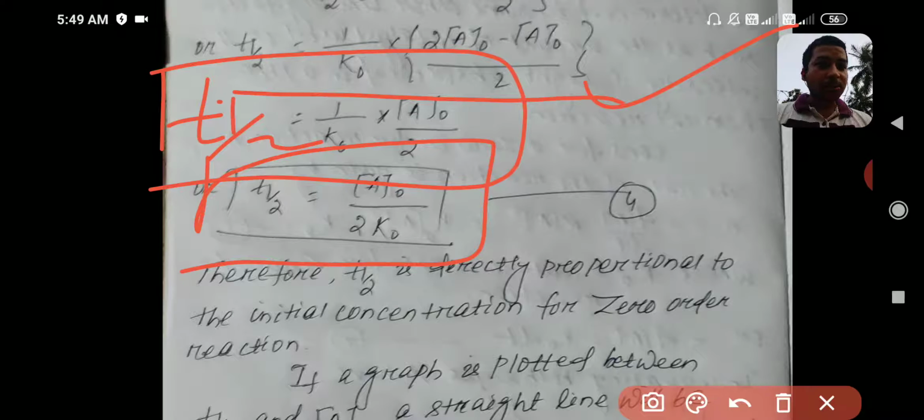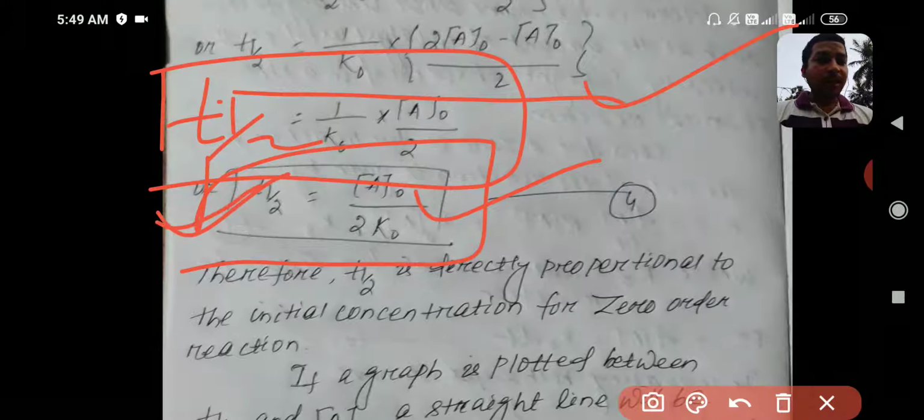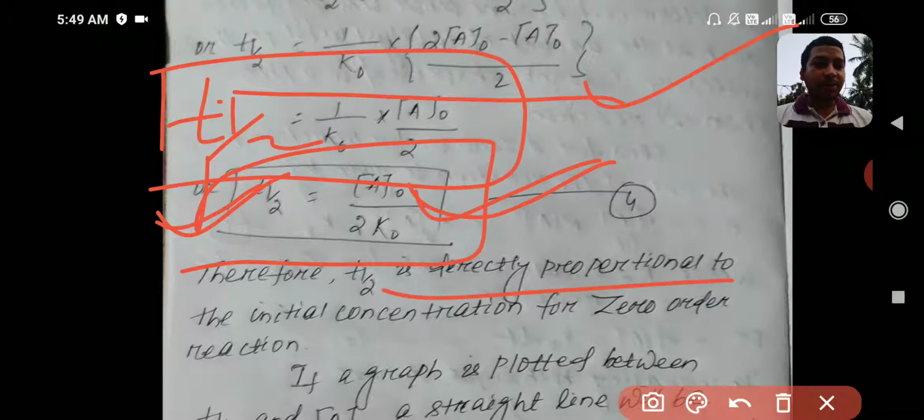In this case, the half life period is directly proportional to the initial concentration of the reactant. Since half life period is directly proportional to the initial concentration of the reactant, if we plot a graph between half life period and initial concentration, we get a straight line that passes through the origin. Clear? Therefore half life period is directly proportional to the initial concentration of a zero order reaction.